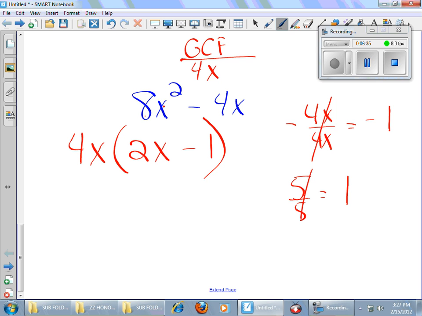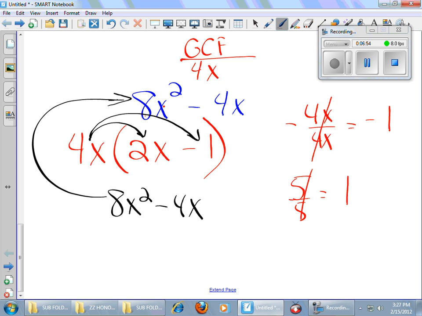Now, one cool thing I didn't mention is you can check your work real easy on this one. Redistribute. 4 times 2 is 8. X times x is x squared. 8x squared. 4x times negative 1, negative 4x. Notice I got the original problem. If I check my answer by redistributing, I should get the original problem.